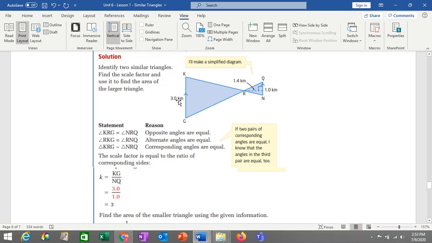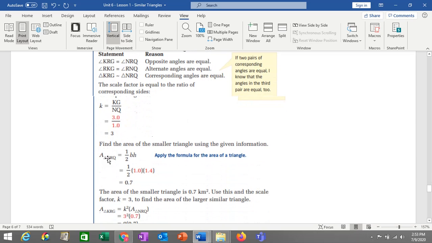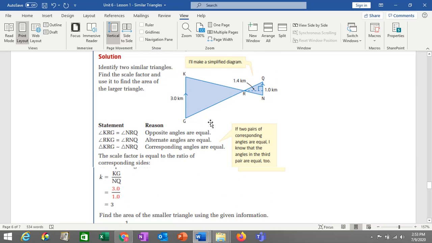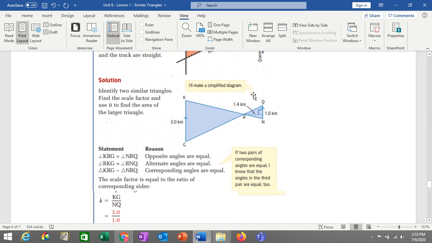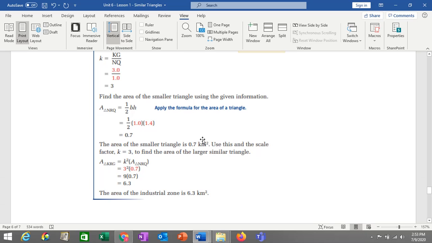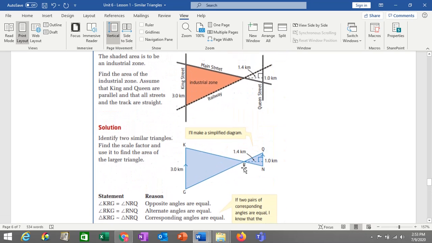How can we use it? Well, the area of this triangle will be the area of the small triangle multiplied by the scale factor squared. And you can get the area of the small triangle very easily because you have a base and a height. So let's do that. Area of the small triangle is half of base times height. Base is 1, height is 1.4. So that's going to give you 0.7 as the area of your small triangle. To get the area of the large triangle, we do scale factor squared, so 3 squared times 0.7, and we get 6.3.